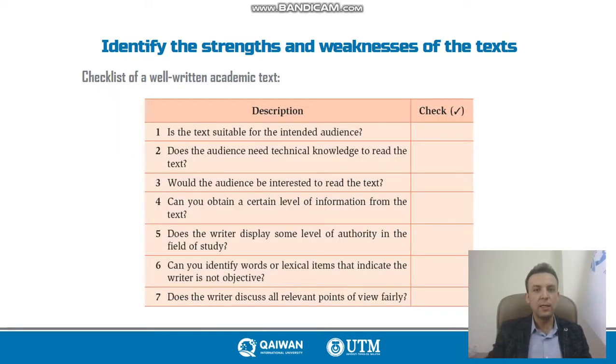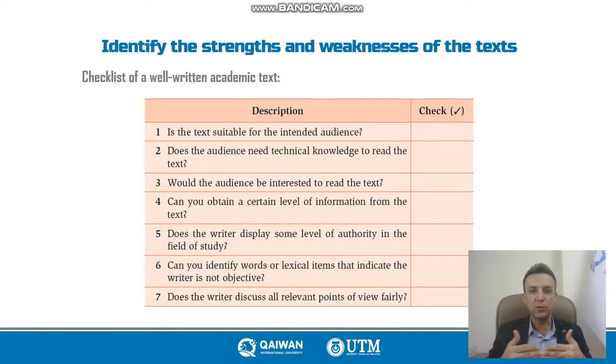And finally, we have this checklist that we can use to decide whether a text is strong or weak. There are questions here. For example, is the text suitable for the intended audience? Well, of course, it has to be. So if you tick this, that means considering the audience and the purpose, the text is strong. And we have many other questions you can go through. Based on the things that we have discussed, you can either put a tick or an X and then finally decide whether a text is strong or not.